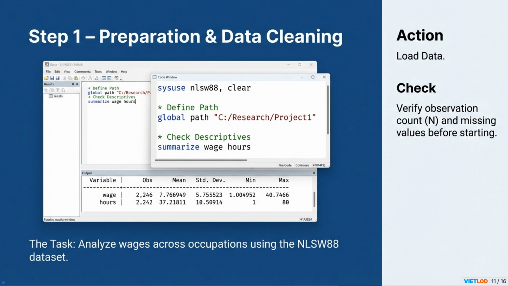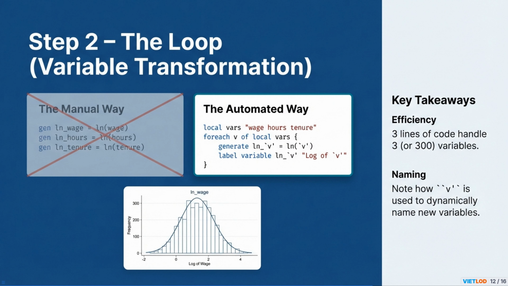Our task is to analyze wages across occupations using the NLS W88 dataset. The first action is to load the data using sysuse nlsw88, clear. We also define a global path macro for reproducibility. Before proceeding, it's crucial to check the data.